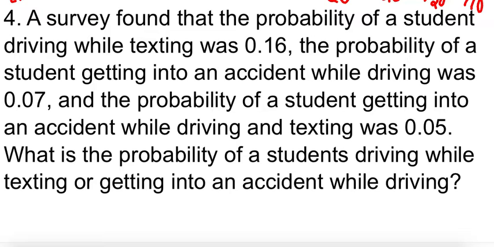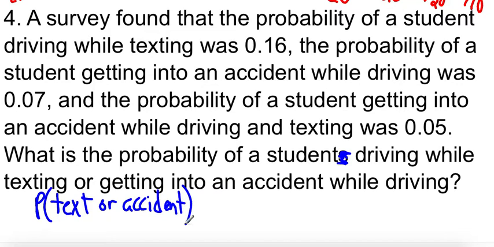A survey found that the probability of a student driving while texting was 0.16, the probability of a student getting into an accident while driving was 0.07, and the probability of a student getting into an accident while driving and texting was 0.05. What is the probability of a student driving while texting or getting into an accident while driving? Let me write that down. We want to know the probability of a student texting while they drive or getting into an accident. Okay, that's what we're asked to find.